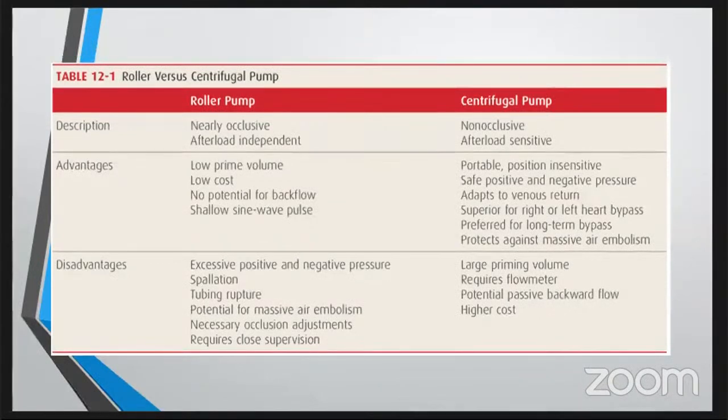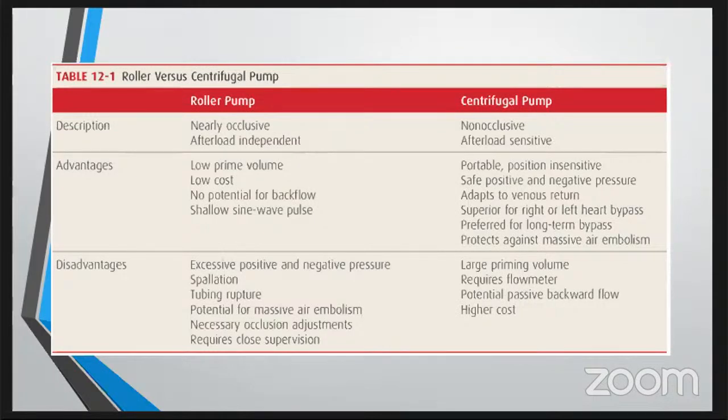This table summarizes the advantages and disadvantages of both types of pumps. The roller pump uses a low prime volume, is low cost, has no potential for backflow, and sometimes provides a shallow sine wave pulse of around 5 millimeters of mercury. The centrifugal pump is portable and position insensitive. It's safe with positive and negative pressure, it adapts to the venous return, it's superior for right or left heart bypass, it's suited for long-term bypass like ECMO machines, and it protects against massive air embolism.